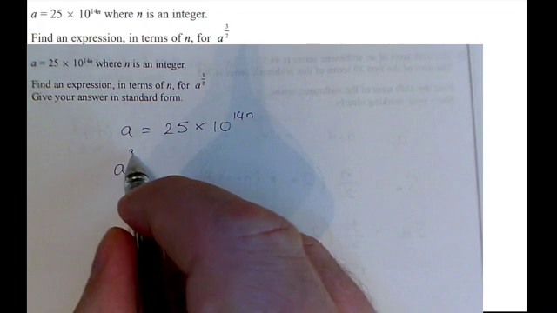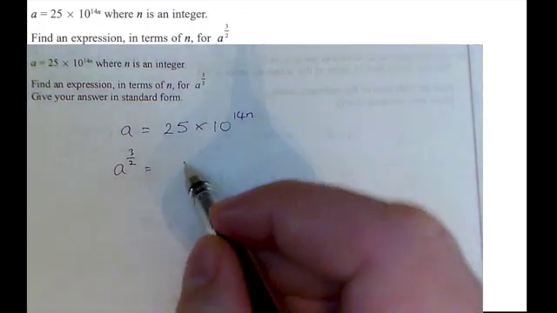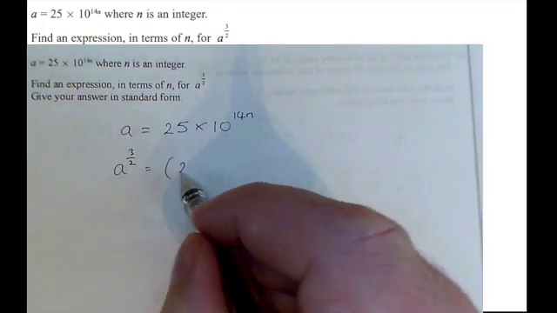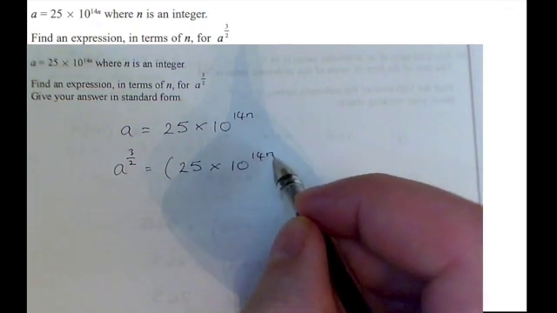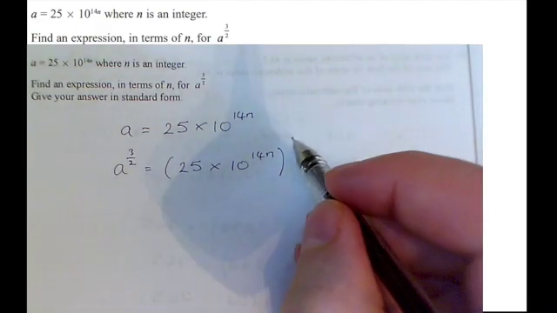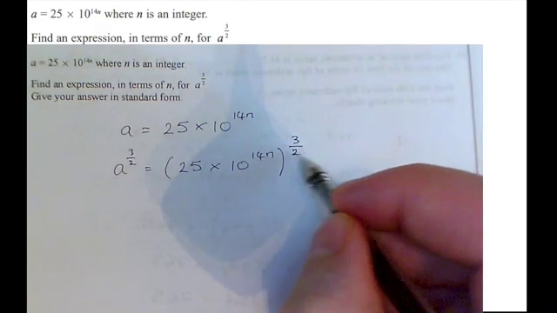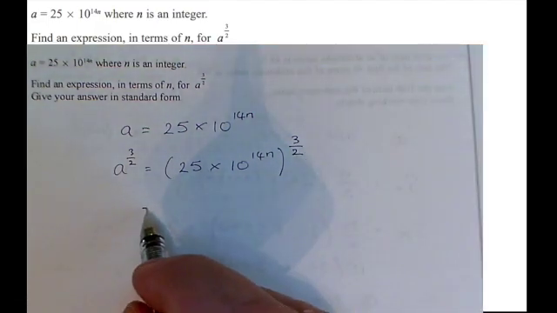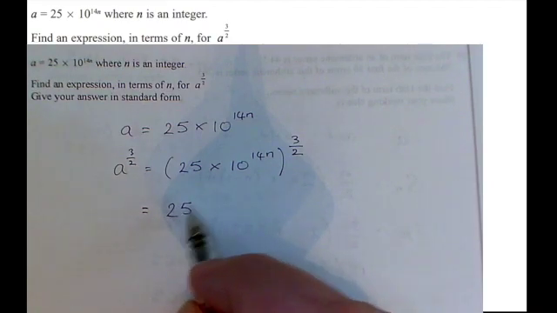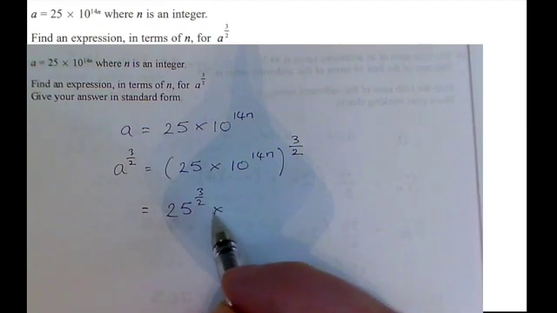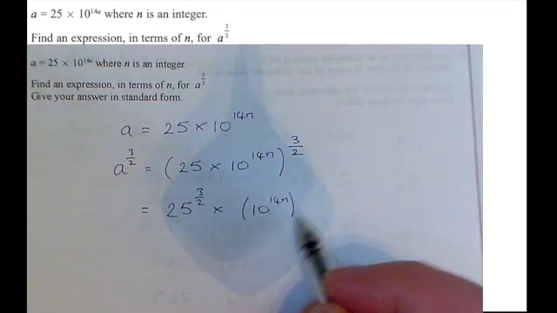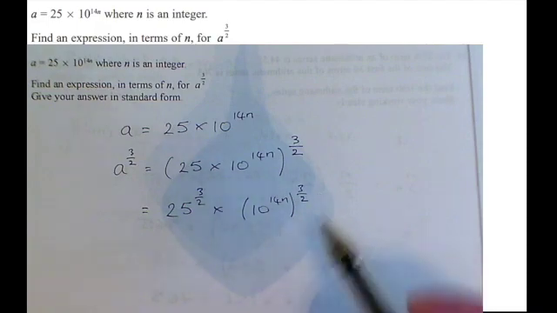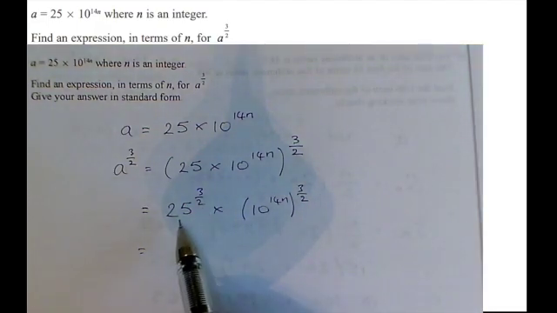Now A to the power of 1.5 means that we're going to cube it and square root it. But I advise you to square root things before you cube things, make the numbers smaller before you make them bigger. So do it to both sides, and that index number is going to operate on both the 25 and the 10 to the power of 14n. And on that first one, well, we can do 25 square rooted is 5 and 5 cubed is 125.